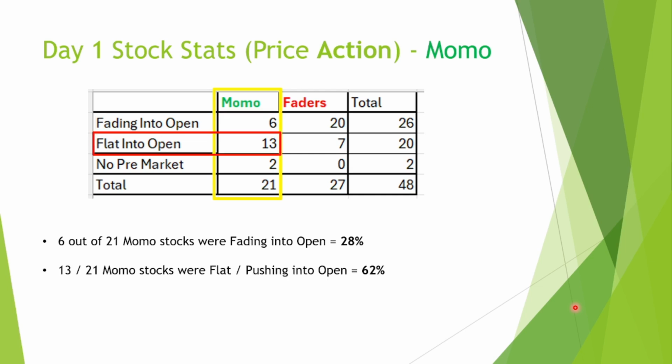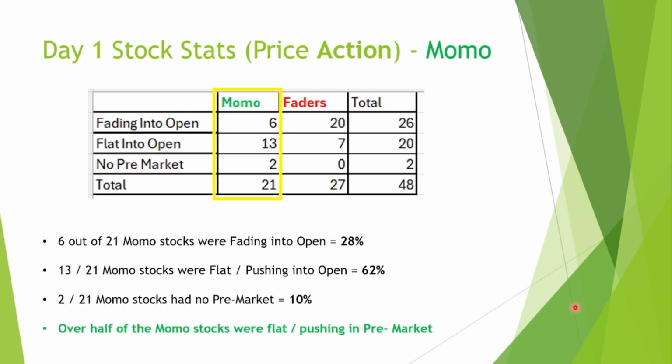13 out of 21 were flat or pushed into open. 2 out of 21 had no pre-markets. The no pre-markets are tough to analyze, but I like to just throw it in here anyway. So over half of the momentum stocks were pushing or flat into open. Anything that looks bullish, flat or pushing up into open, tends to have more momentum.